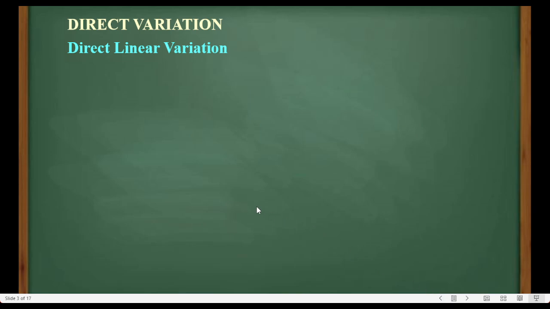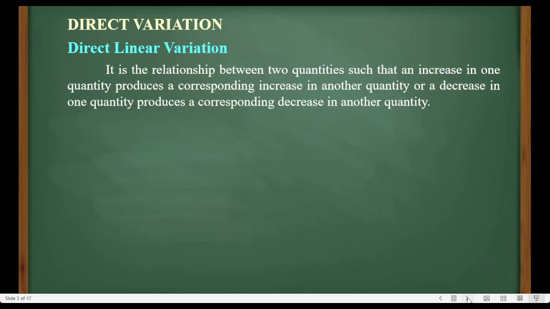Now let us start with direct variation, particularly direct linear variation. It is the relationship between two quantities such that an increase in one quantity produces a corresponding increase in another quantity, or a decrease in one quantity produces a corresponding decrease in another quantity.